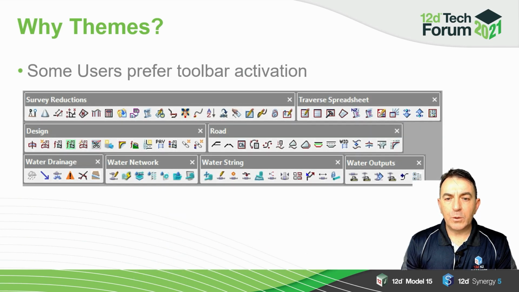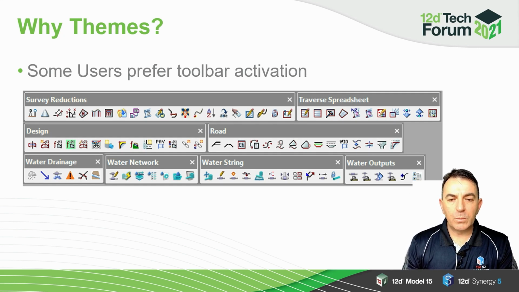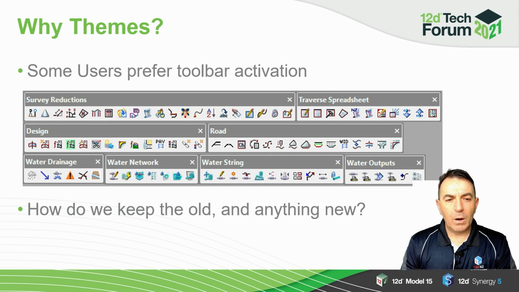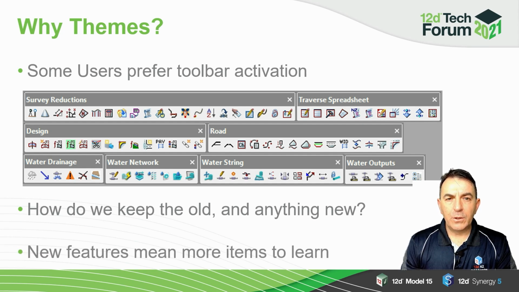Some users prefer toolbars to activate. So for each of those selections of functions, we've got toolbar options that you can launch from toolbars instead of launching from menus. But how do we keep the old menus and the old toolbars and try and fit in anything new? You know, new features mean more items to learn. So do we just keep creating more toolbars and more menu options, i.e. those vertical ones are going to get deeper? And we're going to have to slide those into those major main menu disciplines in the classic.